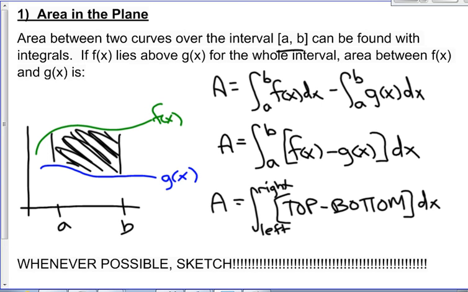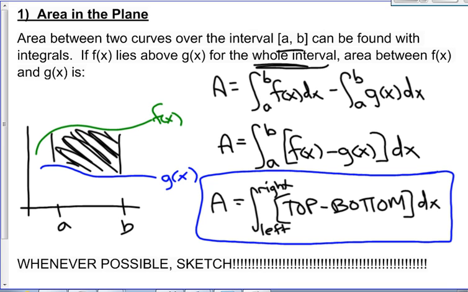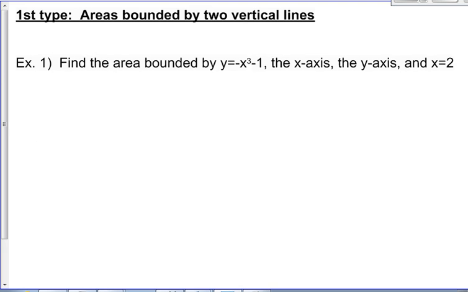And we're assuming there are no points of intersection in between a and b, and that they don't switch roles. The f doesn't turn into the bottom curve at any point. So we have to have f above g on the whole interval. Whenever we do these questions, we want to sketch. And even though we have this single technique, there are a few different scenarios we might run into. So I'm going to deal with them separately in 3 examples. The first type are areas bounded by 2 vertical lines. So here we want to find the area bounded by y equals negative x cubed minus 1, by the x-axis, by the y-axis, and by the line x equals 2.